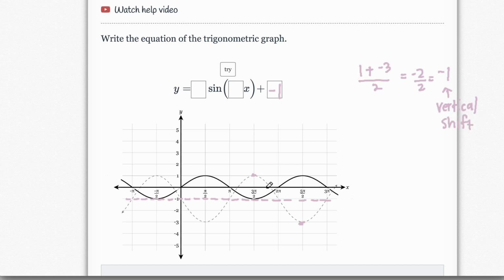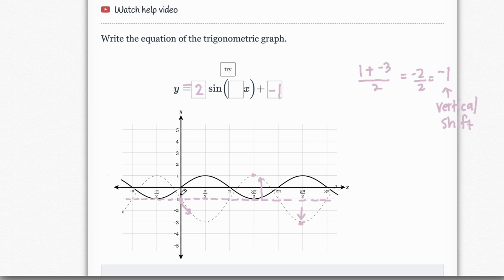Now we can see if there's an amplitude. So from the midline, it actually stretches up 2 and it stretches down 2, which means I know that's a 2. Now we also know that a sine function starts at 0, 0, or in this case, it moved down. A sine function normally goes up and then down, but this time it actually goes down first, which means that must be a negative.